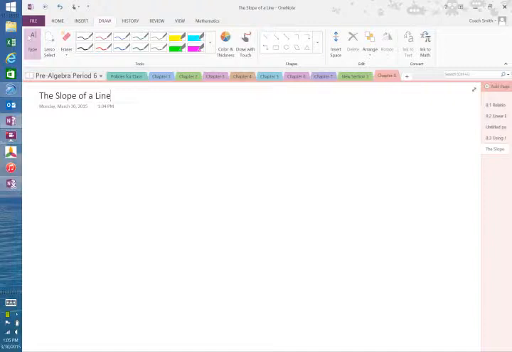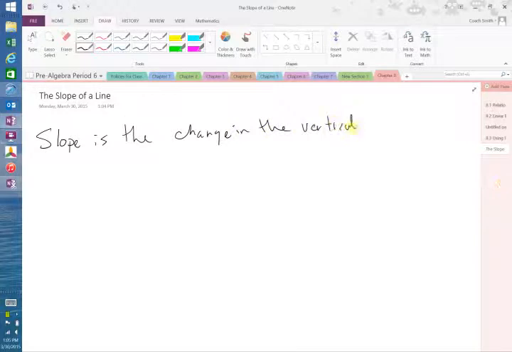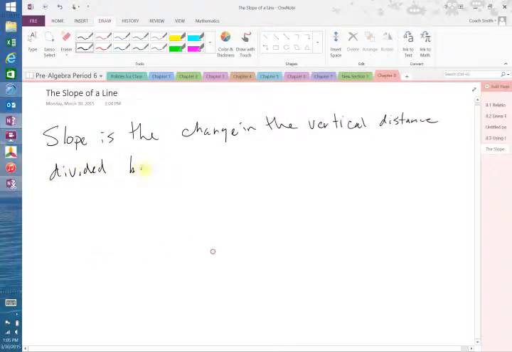Talking today about the slope of a line. Okay. The slope is the change in the vertical distance divided by the change in horizontal distance. Okay.